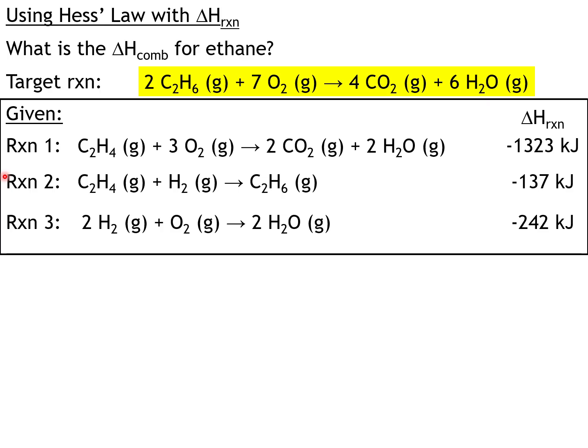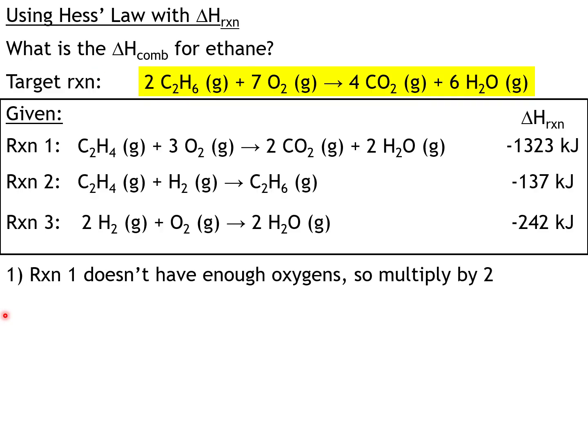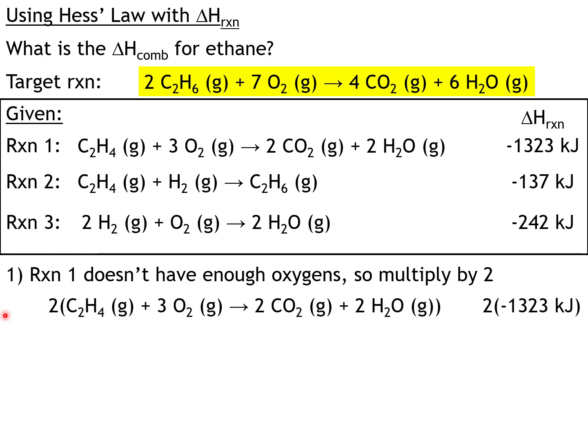And so what we want to do is find a way to combine these 3 reactions so that when we add them together, they will add up to be the same as the target reaction. So the first thing we see is that reaction 1 doesn't have enough oxygens. So we're going to multiply by 2. So we multiply the entire reaction by 2, which means we're going to multiply the heat of that reaction by 2 because enthalpy is an extensive property.